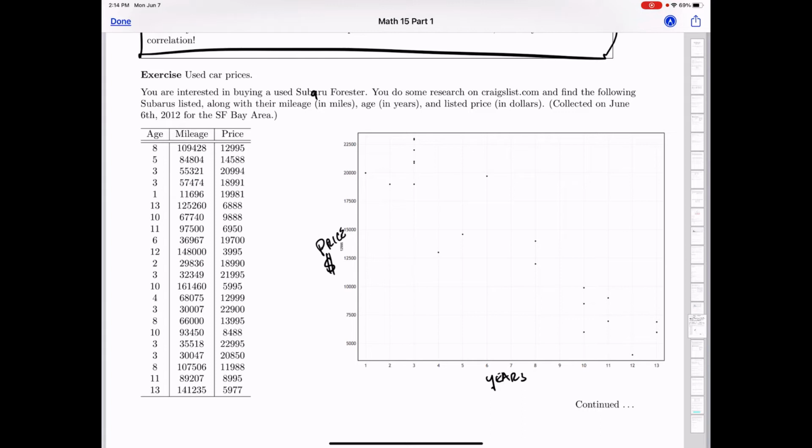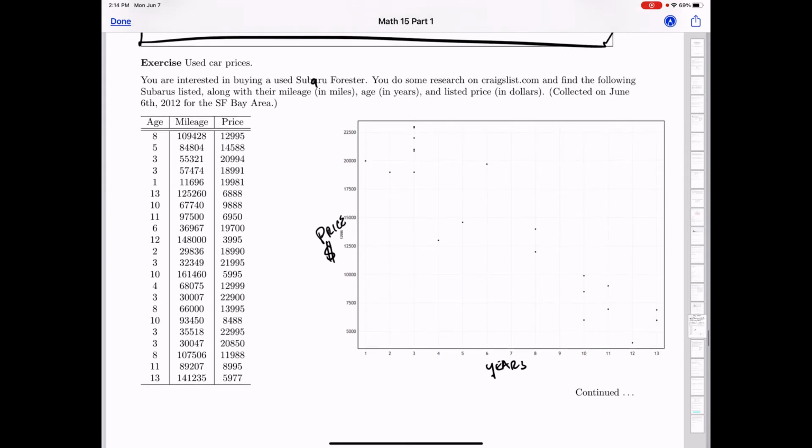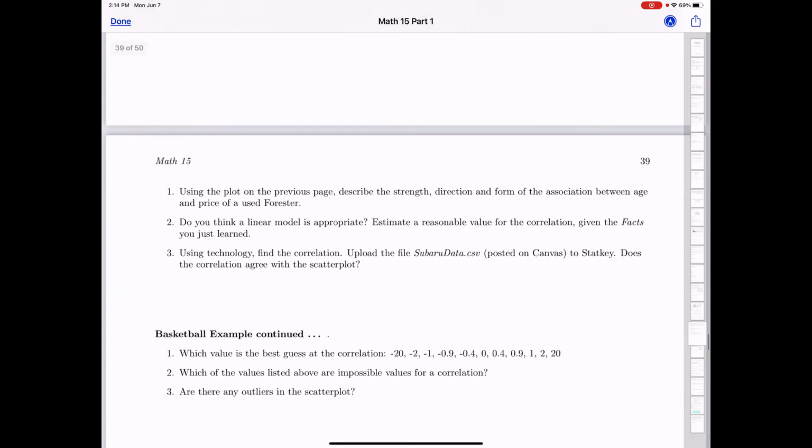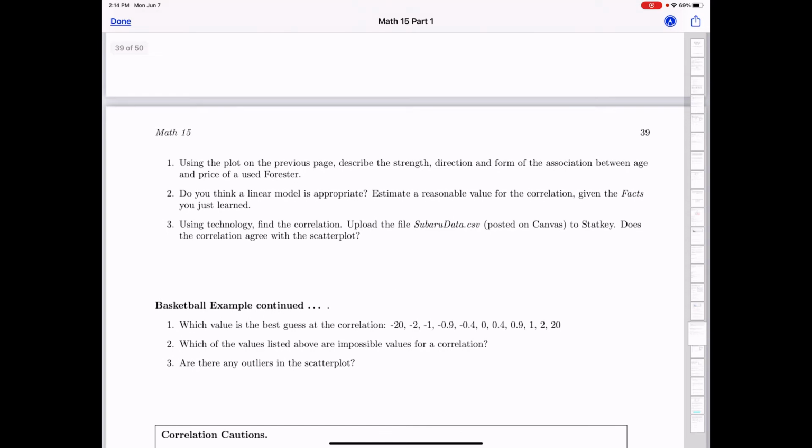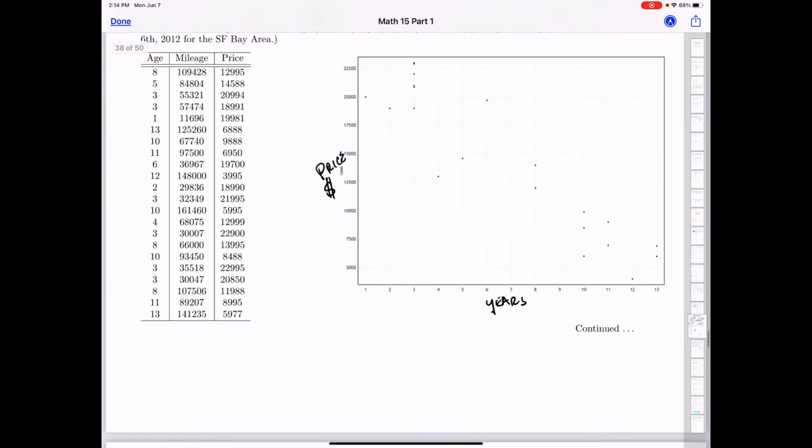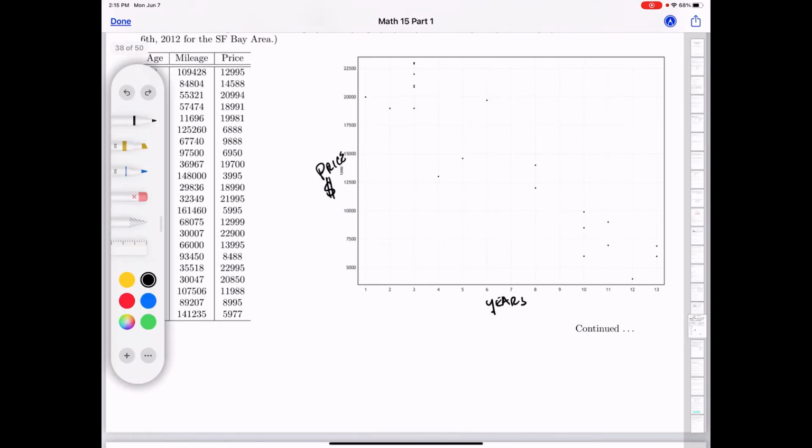Okay, so there's our data, there's our scatter plot. It says, using the plot on the previous page, describe the strength, direction, and form of the association between age and price of a used Forester. What's the direction here? I'm going to just draw a line that I think kind of best fits the data. Something like this. That line seems to do a pretty good job at describing the trend of the data, right? As the years increase, the price goes down, right?